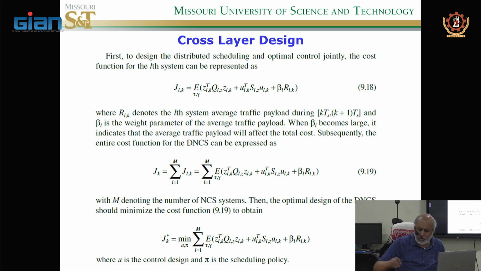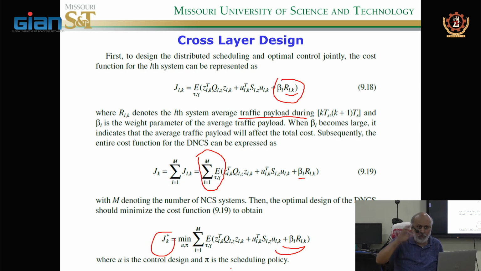So here is the cross layer design. The cross layer design is the same, like we talked about before. You see that you are looking at the traffic. Remember that we already covered the beta_i times the total traffic. Beta_i is the weighting factor, r_i(k) is the average payload traffic, and there are M subsystems, so you take the total traffic, and beta_i defines the weighting. The higher the value, the more important. You are trying to minimize that J(k). This includes that term there. Okay? That's why it's called cross-layer design.